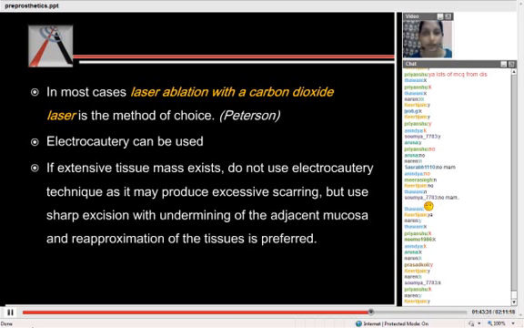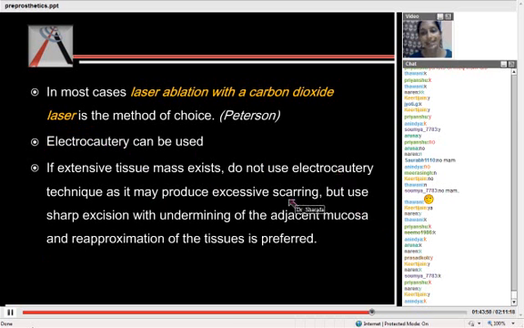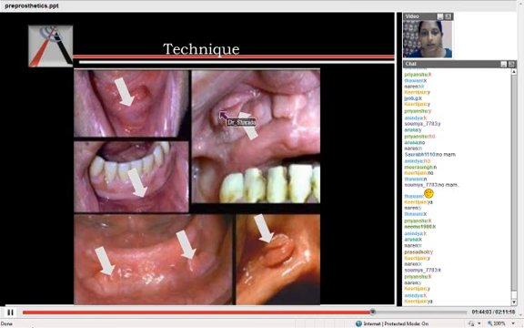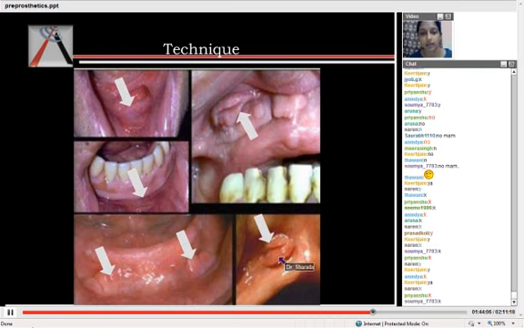Okay? Sometimes laser ablation with a carbon dioxide laser is also being tried out. Electrocautery is being tried out. That is only when it's not a very huge mass. Got it? If it's a huge mass, you cannot use electrocautery because it will produce excessive scarring. It's better to have one clean excision and suturing. Okay? Okay, see, this is huge, right? Even this. So it needs surgical intervention.